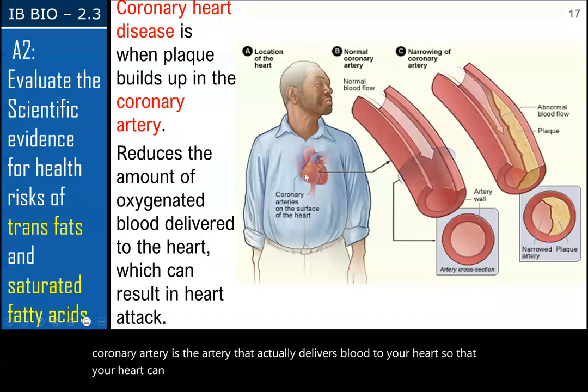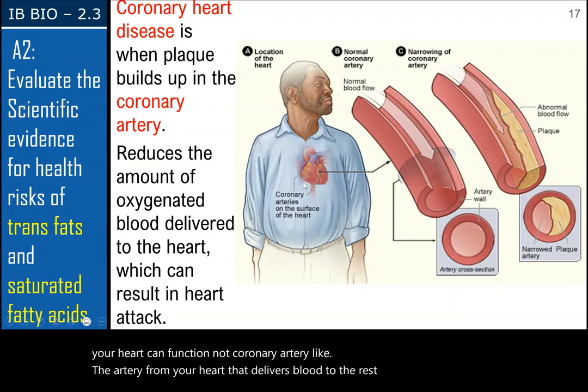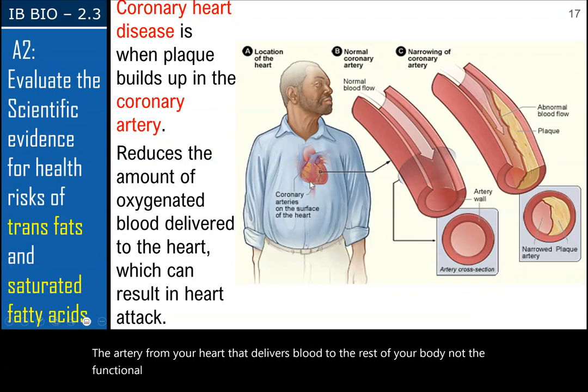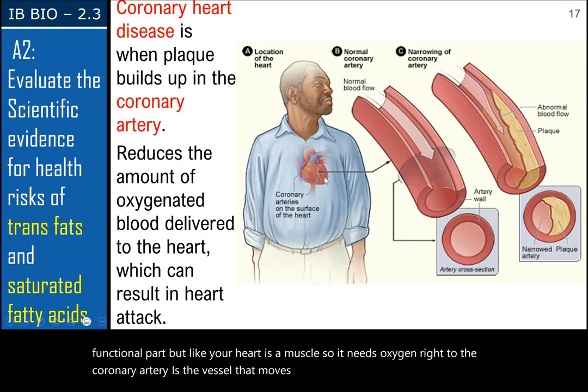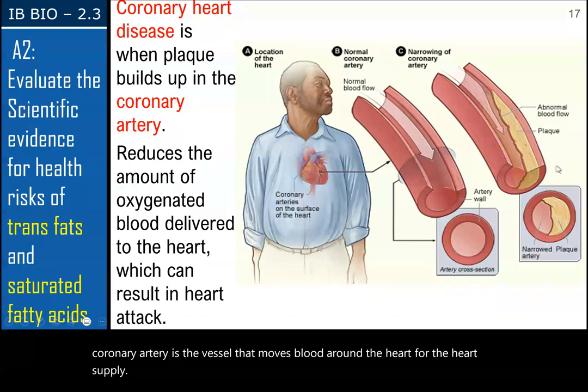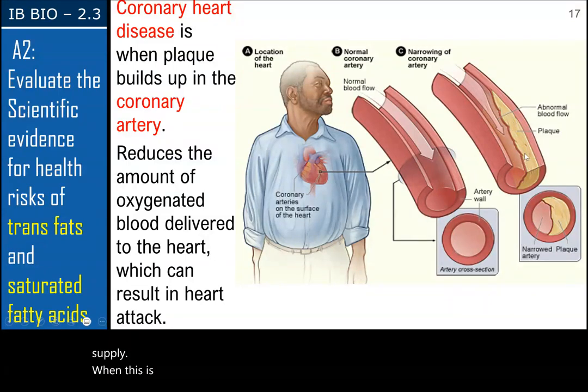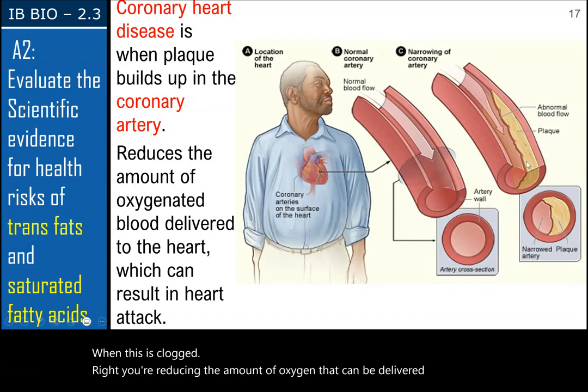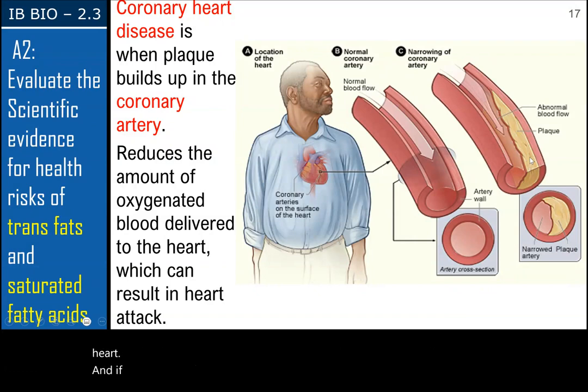Not coronary artery like the artery from your heart that delivers blood to the rest of your body, not the functional part, but like your heart is a muscle, so it needs oxygen, right? So the coronary artery is the vessel that moves blood around the heart for the heart's supply. When this is clogged, you're reducing the amount of oxygen that can be delivered to your heart. If your heart doesn't have enough oxygen to maintain beating, that's called a heart attack.